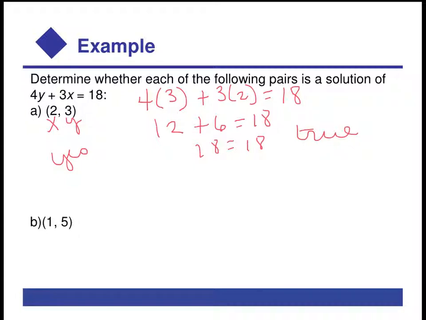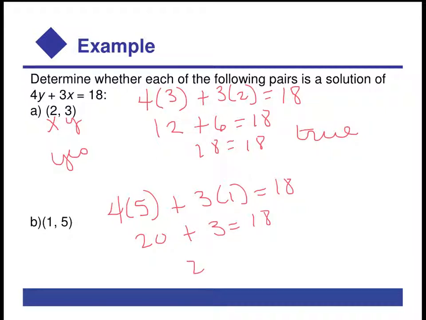So now we're going to do the second one using the same equation. So I'm going to plug in 5 for y and then 1 for x, and let's see what we get now. So 4 times 5 is 20, 3 times 1 is 3, so I get 23 equals 18. It does not. This is false. So this would be no. This is not a solution.